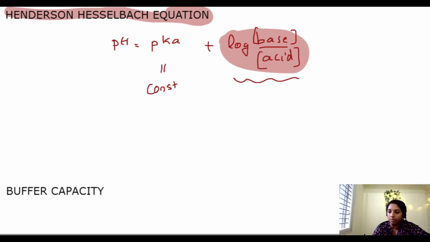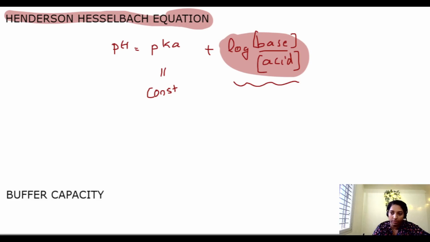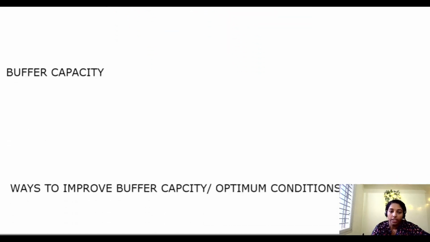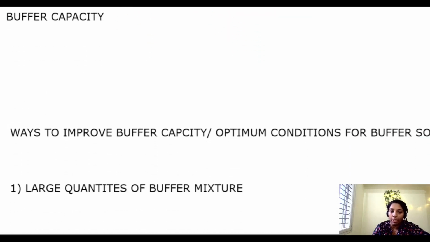So this Henderson-Hasselbalch equation is very, very important. Okay. Correct. Then the important point is buffer capacity. What do you mean by the buffer capacity? Definitely, as the name implies, buffer capacity means how much they can tolerate. Like how much tolerance is there?